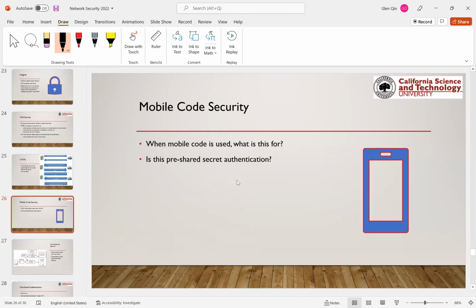Now, there are other securities. For example, nowadays individuals don't have a public key and private key. They use mobile code security. So the question is, what is mobile code security? Is it pre-shared, or third party, or what is it? I would think pre-shared. Why is it pre-shared?